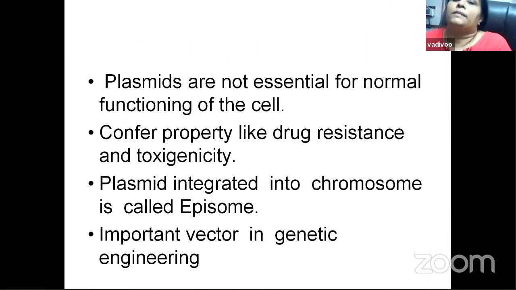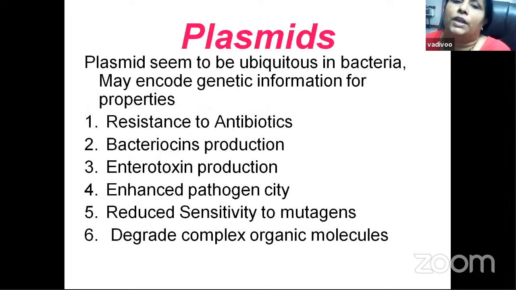Plasmids are not essential for normal functioning of the cell. They confer properties like drug resistance, as I have told before. But when a plasmid becomes integrated into the bacterial chromosome, it is called an episome. Plasmids are also important vectors in genetic engineering.